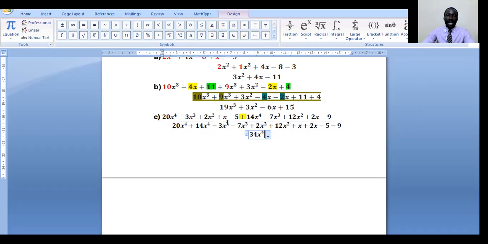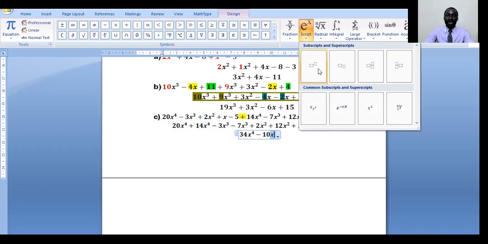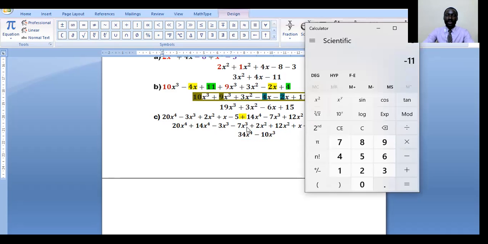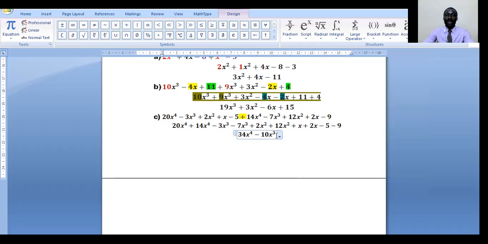Notice that when we add negative 3 to negative 7, we get negative 10x exponent 3. Now this is something you can also use a calculator for, in case it's a little bit difficult for you to see. You can have your calculator and write negative 3 minus 7. And that gives you negative 10. Yes, that's how we got this one.